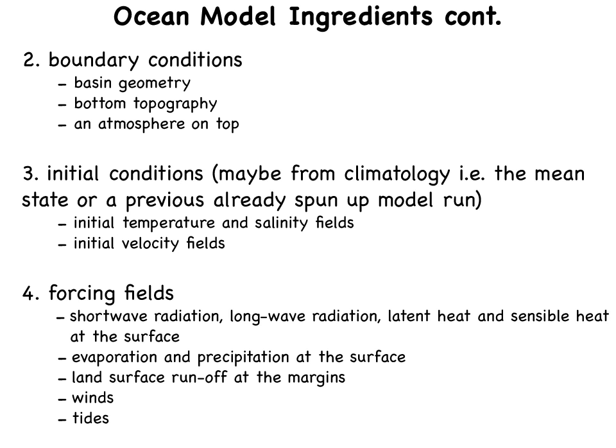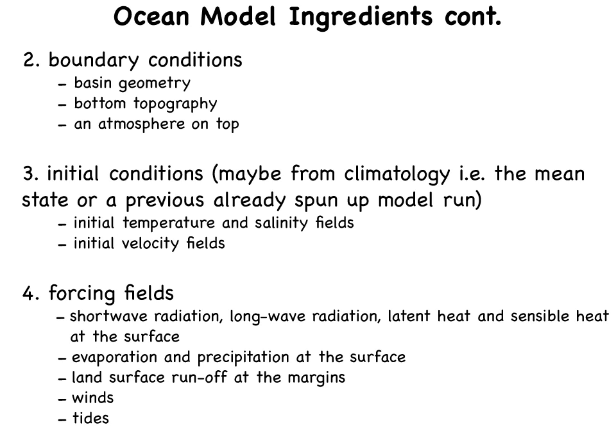There are, of course, some other ingredients that you have to throw into your pot to make an ocean model. You need to give it some boundary conditions, so you need to tell it what is the basin geometry, what do the coastlines look like, what does the bottom topography look like, and then what does the atmosphere sitting on top look like. Either you've got to resolve that atmosphere dynamically or at least impose its effects on the upper layer of the ocean. You need to give your model some initial conditions, and that really is initial temperature and salinity fields and an initial velocity field. These could maybe come from climatology, like a mean state, in which case the ocean's probably at rest and you need to let it spin up, or from a previous already spun up model.